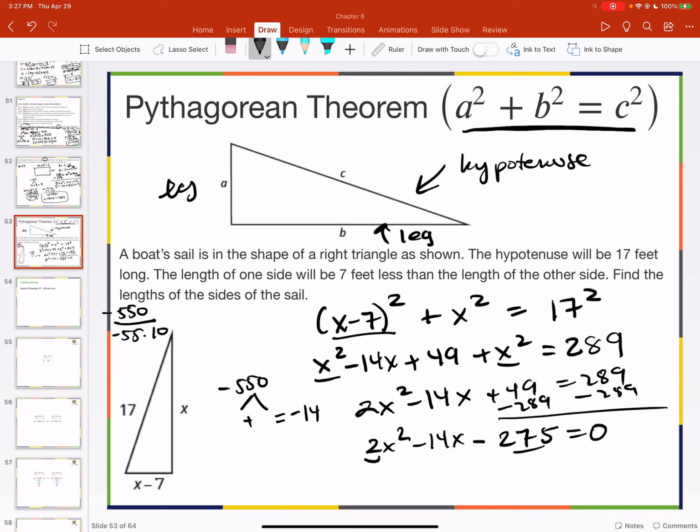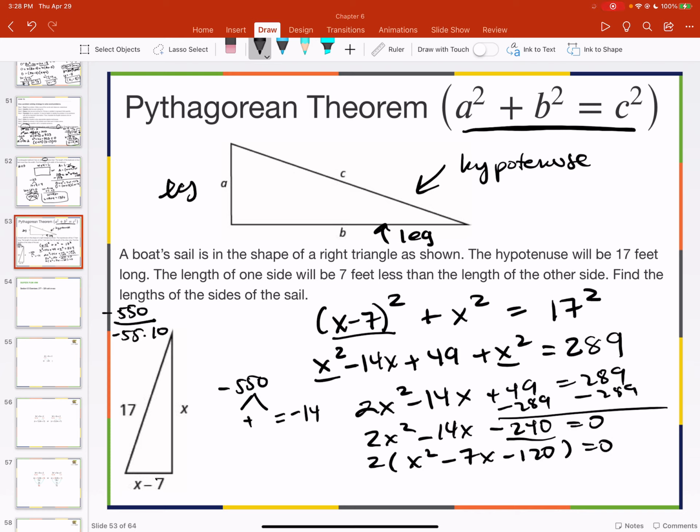Oh, I see what happened. We didn't divide by... wait. Oh, I'm so sorry. I messed up here. I'm so sorry, guys. The equation should be 2x squared minus 14x minus 240 equal to 0, and that's why it didn't work. Now this has a GCF of 2. That becomes x squared minus 7x minus 120 equal to 0. Now we can go ahead and do this. My apologies for the delay.